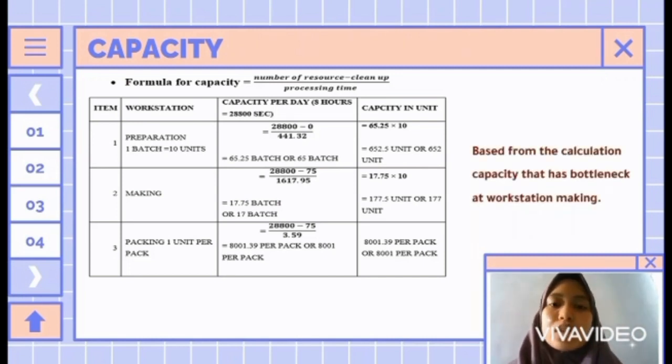After we calculate the capacity, we see the bottleneck in workstation making, because the capacity in workstation making is the least output compared to the workstation preparation and the workstation packing. So to solve the bottleneck, we need to add workers or resources to speed up the process at the workstation making roti gulung sardin, and also to increase the capacity in the workstation making.